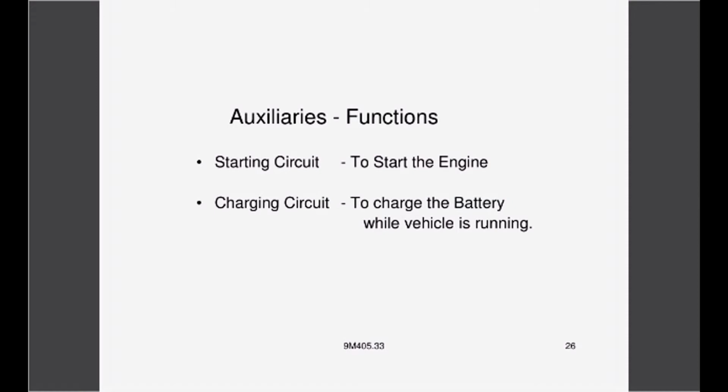So the next is the charging circuit. Previously we started the vehicle using the self motor. This self motor is driven by a battery. The necessary current for the self motor is supplied by this battery. Similarly, all the lighting systems and all the lights of the vehicle depend on the battery. So in order to charge this battery, a charging circuit is necessary. This charging circuit charges the battery when the vehicle is running.